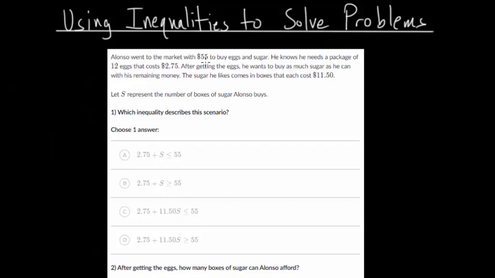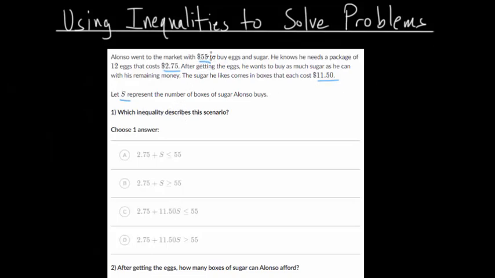Alonzo went to the market with $55 to buy eggs and sugar. He knows he needs a package of 12 eggs that cost $2.75. And after getting the eggs, he wants to buy as much sugar as he can with his remaining money. The sugar he likes comes in boxes that each cost $11.50. And we're going to use a variable S to represent the number of boxes of sugar that Alonzo buys. So S is just how many sugar boxes he buys.